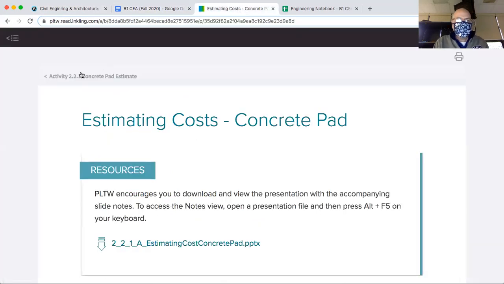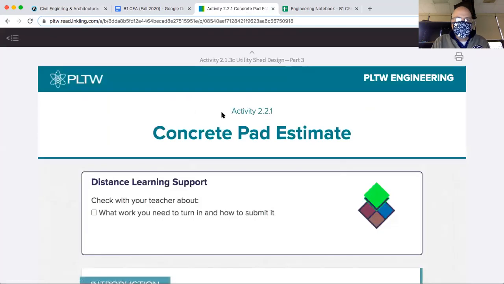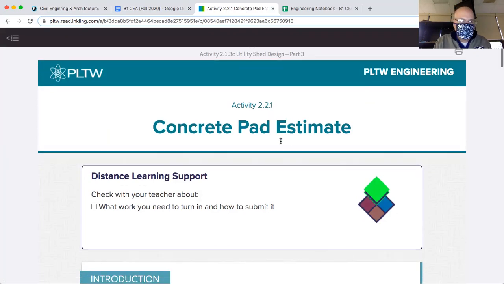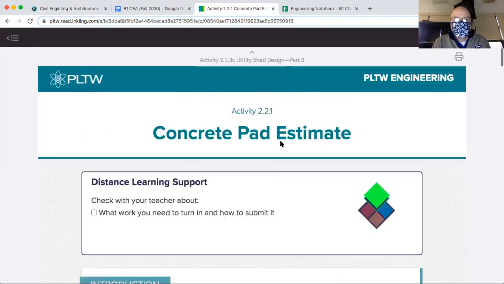And so in the assignment, and the Project Lead the Way course web page, 221 concrete pad estimate, which is exactly what it sounds like. You're going to estimate the cost to build a concrete pad. And this concrete pad is basically the subfloor of the utility shed that you designed on Revit in the last couple of weeks. In this assignment, just like every assignment, you make a notebook entry.